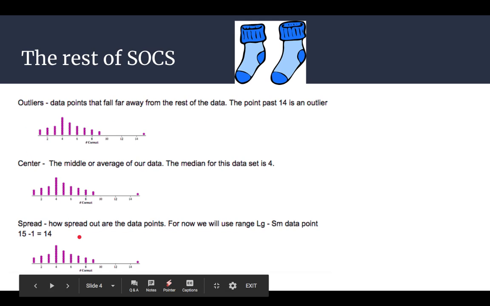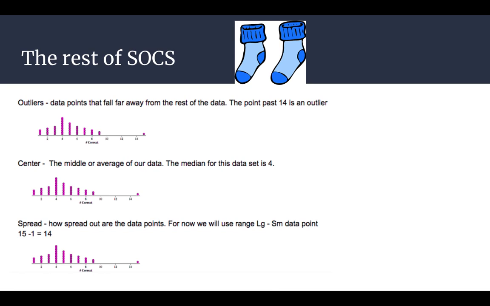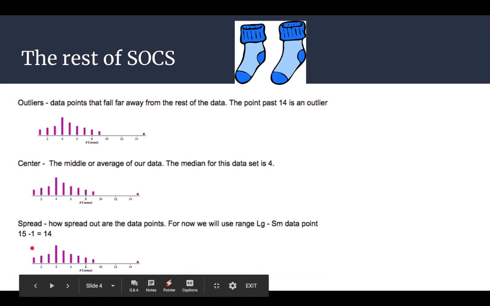Down here, the last thing we're talking about is spread. How spread out are my data points? And what we're going to use right now is just something called a range, where we're going to go from our smallest up to our largest. What we're actually going to do is the largest point minus the smallest. So 15's here, 1's here. I'll subtract them and I'll say that my range is 14. So whenever I talk about spread for now, we're going to be talking about range.